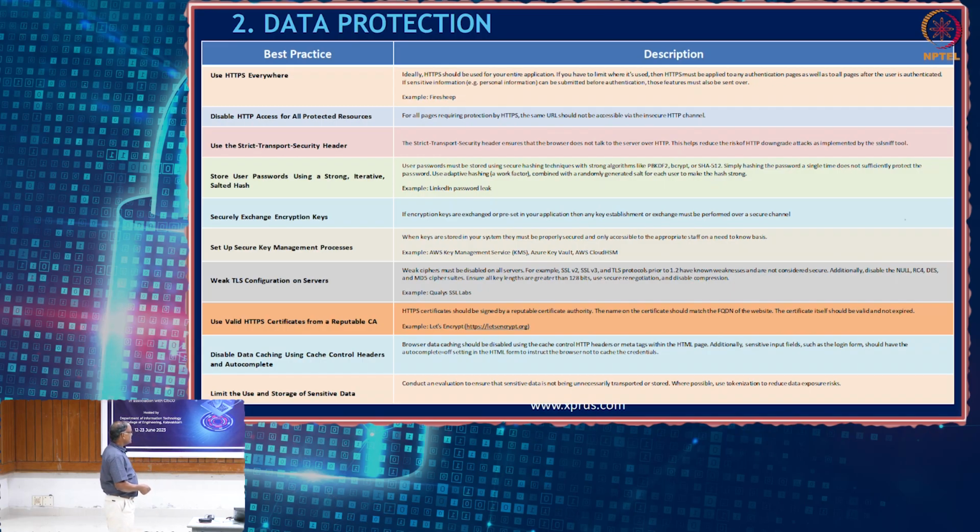Then securely exchange encryption keys. Encryption keys, like I said, digital certification, all that stuff. How do you securely share your exchange keys? If I share it openly and it gets accessed by third parties, they can easily change the data. So from the data protection perspective, like I said, weak TLS configuration, transport layer security, because the data gets transmitted to the other side through the internet. So how is it getting secured?